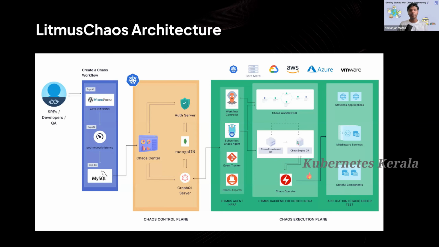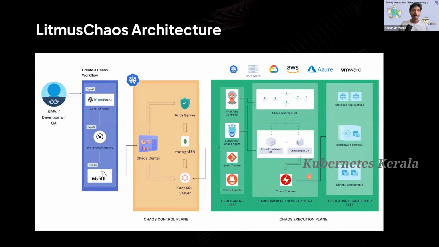As part of this, you have the chaos center. Chaos center is of course the UI through which you are scheduling your chaos experiments. More than that, it also contains the Litmus API as well as the Litmus CTL, the command line utility.